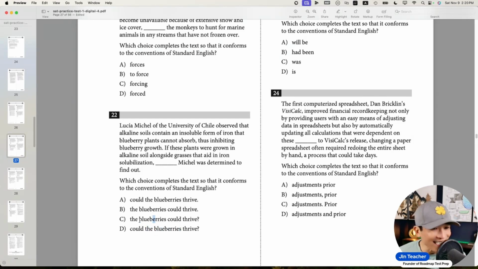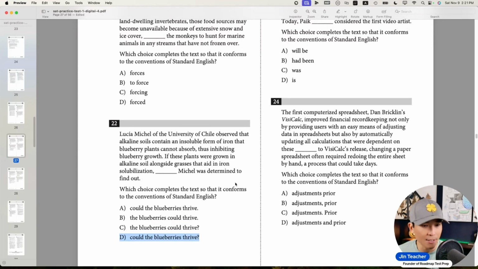Answer choice C has the subject, the blueberries, come before the verb, and that's not correct in a direct question. So we can cross out A and C because they're not written correctly as direct and indirect questions. And then from there, we know that we're going to choose answer choice D over answer choice B because this underlined blank, based off of the context of the passage, needs a direct question, not an indirect one. So D would be the correct answer here.